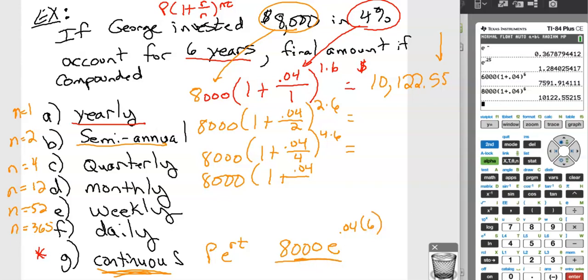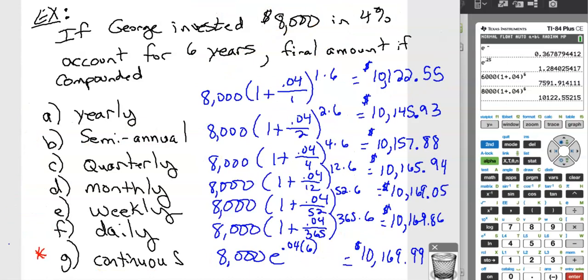All right. So again, with monthly, you're going to use 12 times 6. And let me just jump ahead. So all of these basically look the same. The only thing I'm changing, notice this is 2, 2, because semi-annual is 2. This is 4, 4, because quarterly n equals 4. This is 12, 12, because monthly is 12. 52, 52. It's weekly. There's 52 weeks in a year.